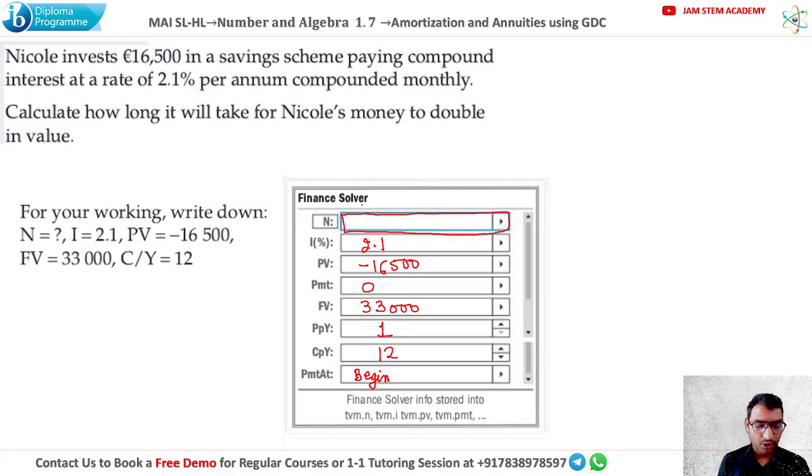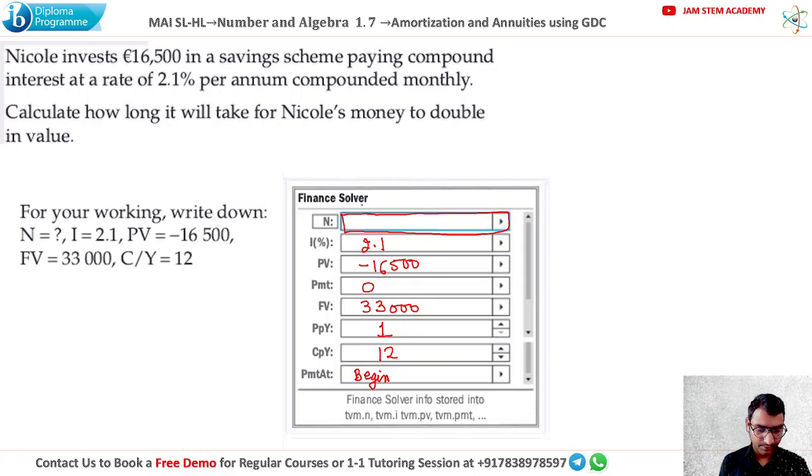Okay. When you put all these values, 2.1, minus 6500, 0, 33,000, one payment per year. It's only one-time payment. Compounding is 12 times and we are paying this money only in the beginning this time.